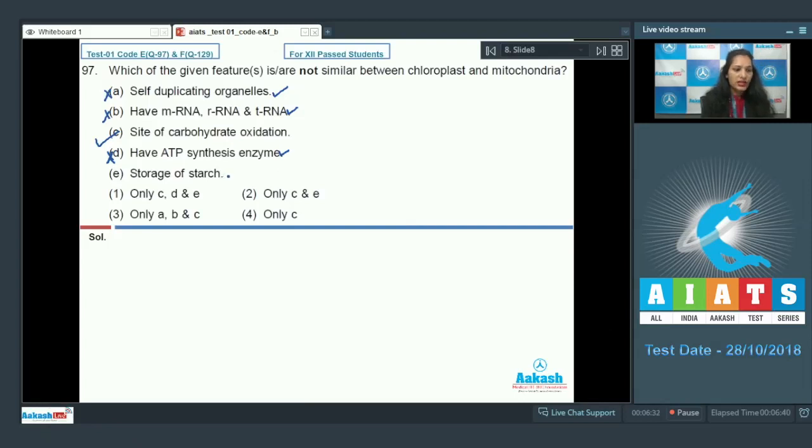E, storage of starch. Starch storage takes place in chloroplast, not in the mitochondria. This is not the similar feature between two. So this is the considerable point. So the features which are not similar between chloroplast and mitochondria are C and E. So the correct option for the given question is option number 2. Let's move on to the next question.